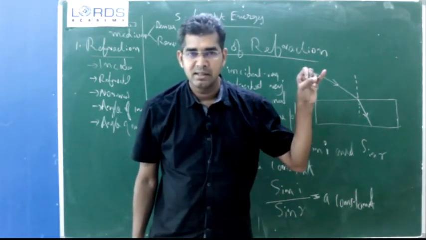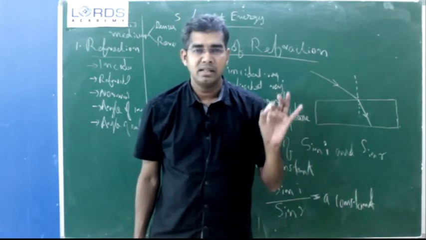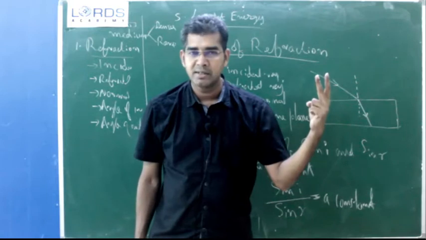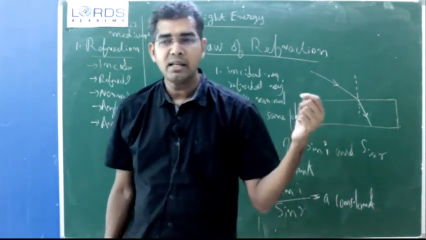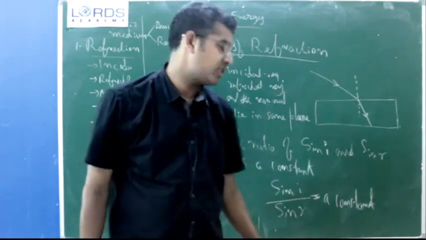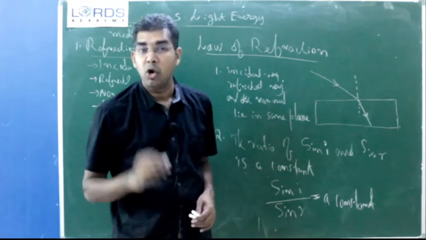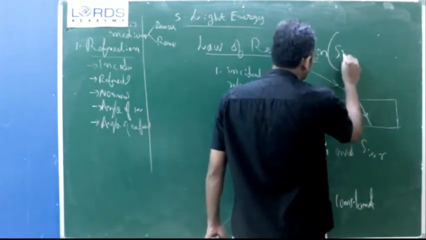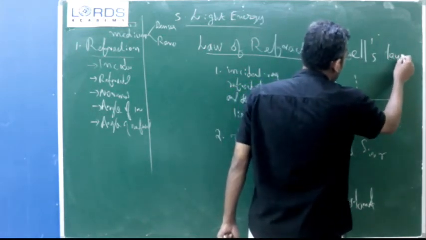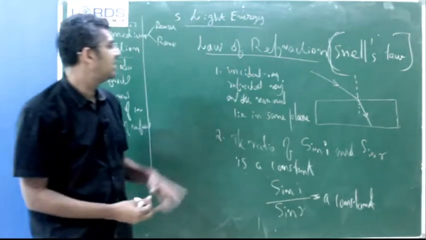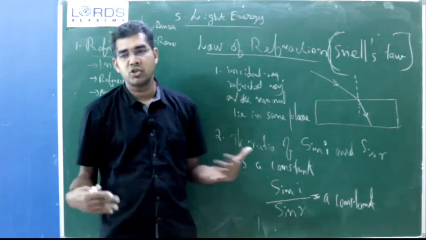So there are two statements in the law of refraction. First statement: the incident ray, the refracted ray, and the normal lie in the same plane. Second statement: the ratio of sin i and sin r is a constant, sin i by sin r is equal to a constant. The law of refraction has another name: Snell's law, S-N-E-L-L-'S. If you are asked to write Snell's law, it is the law of refraction.